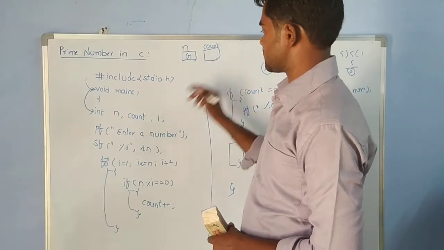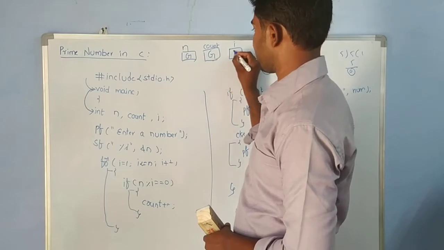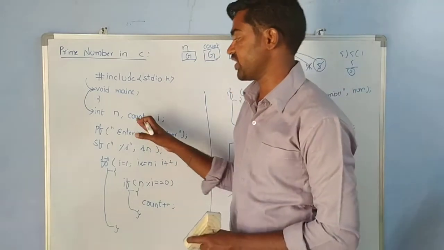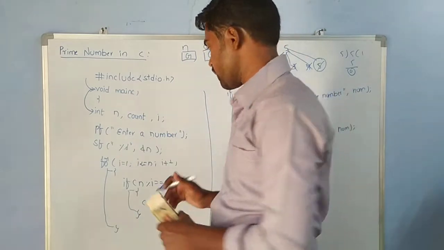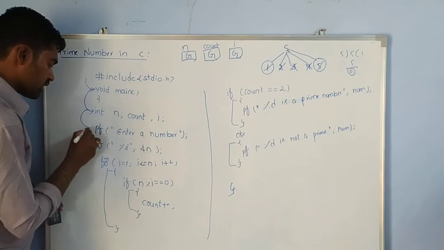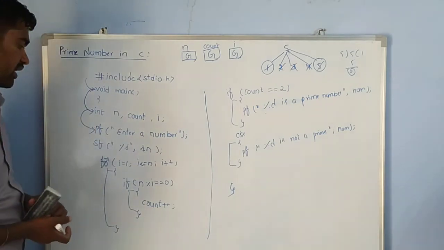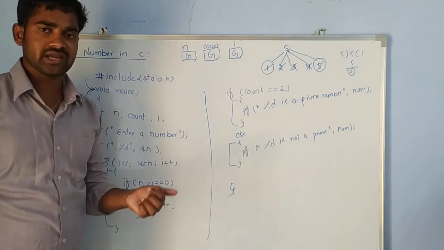Count got a memory allocation, and n also got a memory allocation. So all these will have garbage values because we didn't initialize the values at the declaration stage. Now after allocating the memory, what will happen? It moves to the next statement, called printf. What will happen here? We are instructing the user to enter a number.